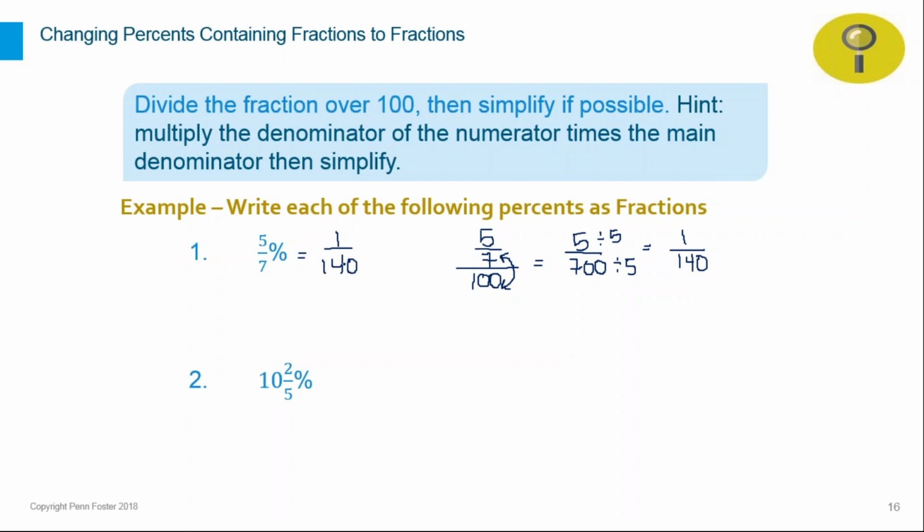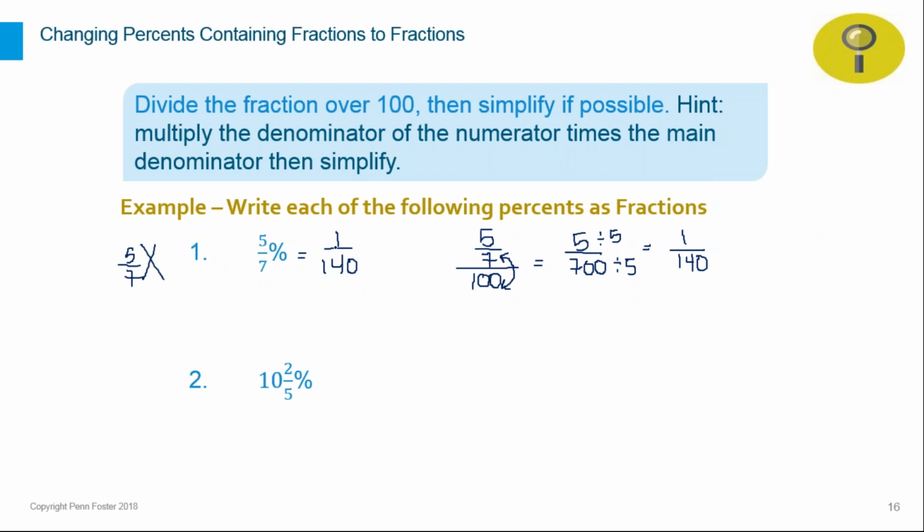A common mistake I want to share with you that I've noticed when I was talking to students is when I ask that question, what is 5 over 7% in fractions? They would just immediately go ahead and say, oh, it's 5 over 7. No, it's not 5 over 7. It's 1 over 140.